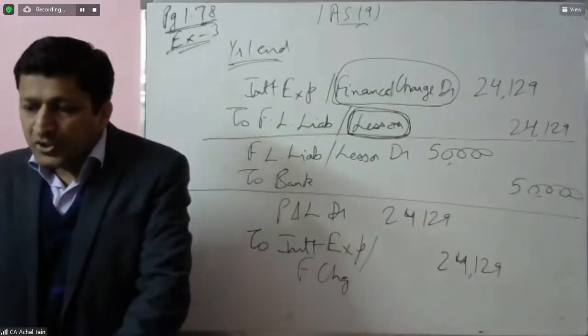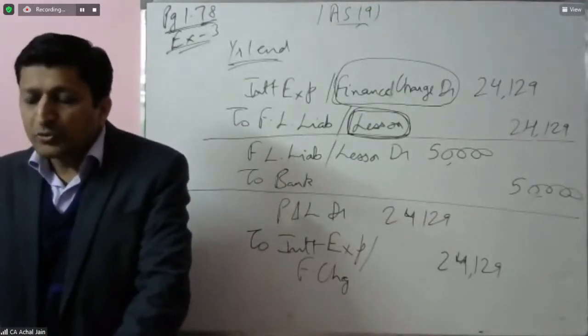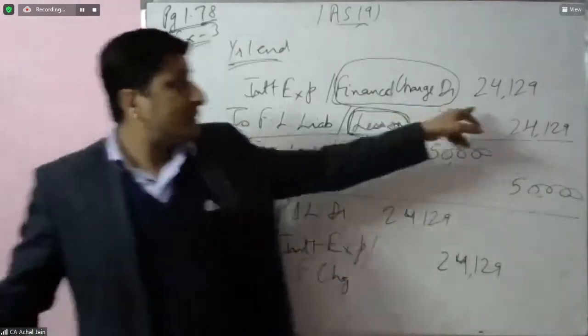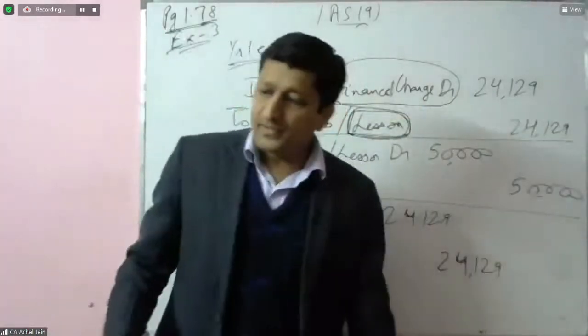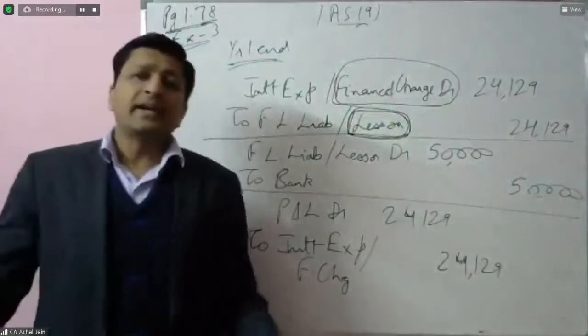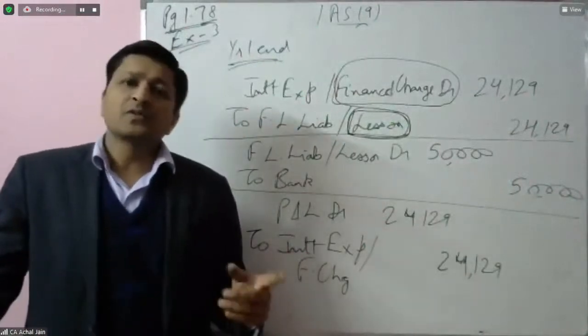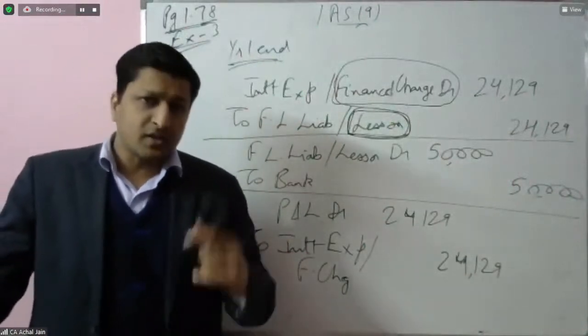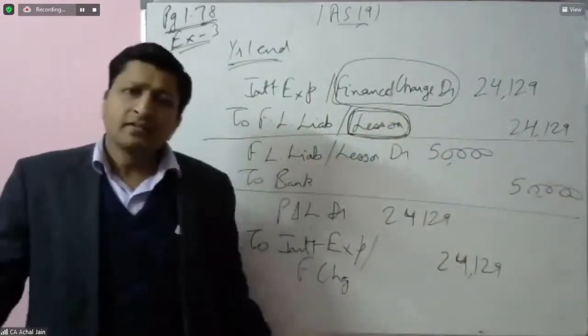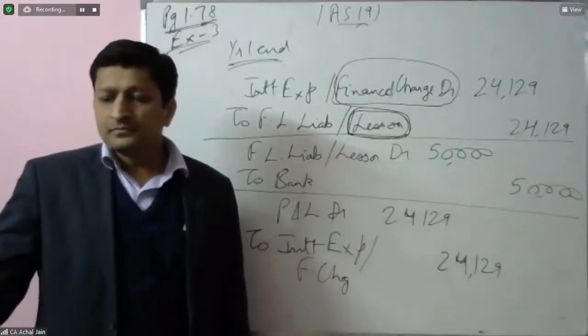Then I think Pooja was sharing the accounting entries. Pooja is saying, how did we get 24,129? You go back to that table. In that table, on the outstanding balance, what was the outstanding balance? 1,91,000 something. You apply the rate and you will get this for 1 year.